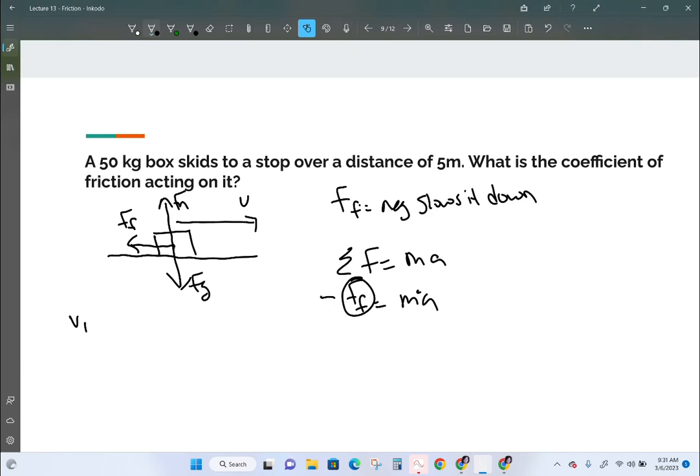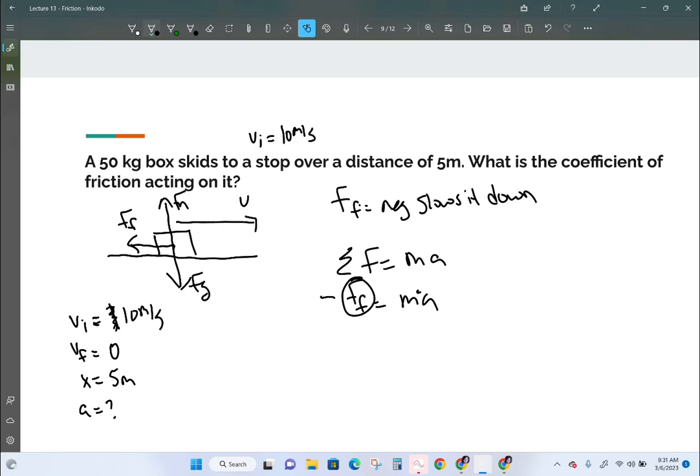This box has an initial speed of something, and it's going to come to a stop, and it's going to do it over 5 meters, and we need to know its acceleration. It doesn't tell me what its initial speed is, but let's say it's 10 meters per second. So I'm going to find my acceleration. I need a formula that has these values in it.